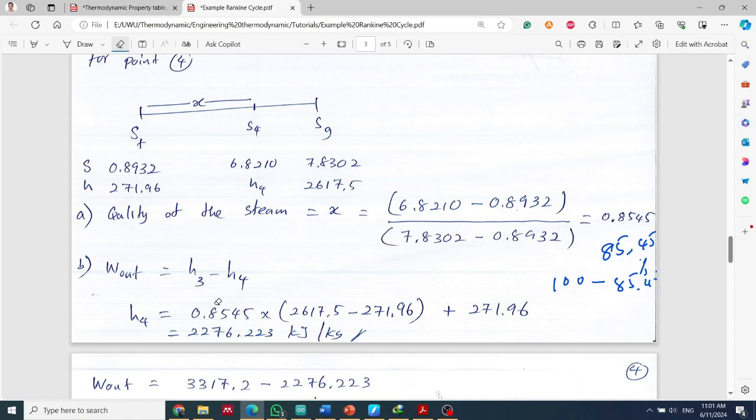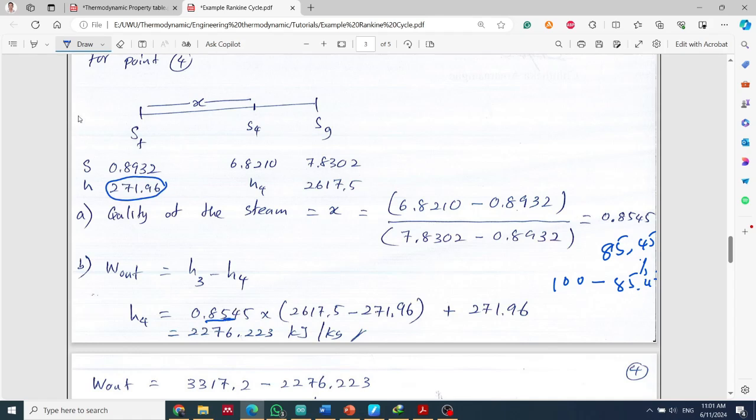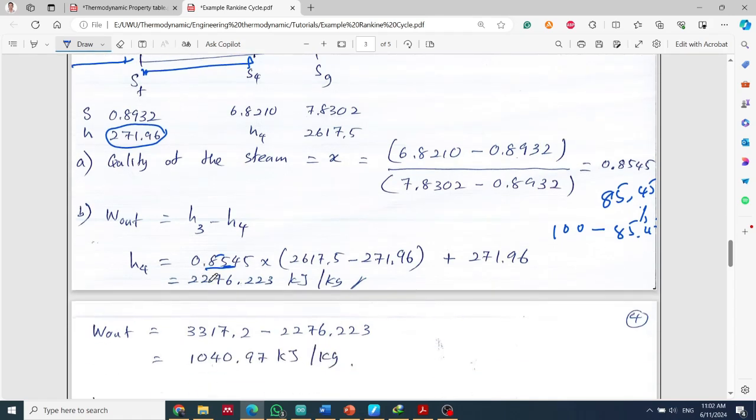H4 equals X times (2617.5 minus 271.96), that is the fraction, plus 271.96. That means all the way up to here is the length 271.96, plus this length. That's what this means, this plus this. Then we get H4 equal to 2276.223 kilojoule per kilogram.